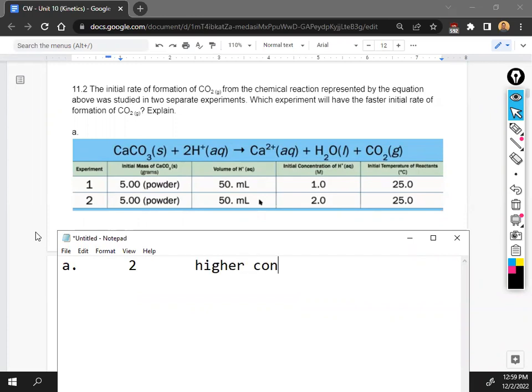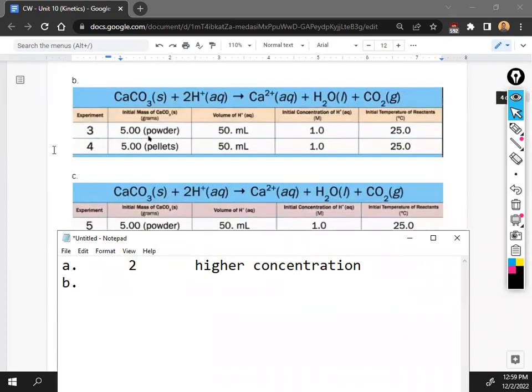Yeah, higher concentration. That's it. Okay. Let's go to number 3. Which one is faster, 3 or 4? 3. Why is 3 faster? Yeah, higher area of contact. And then you could say, if you want to clarify, you can say powder has a higher area of contact.